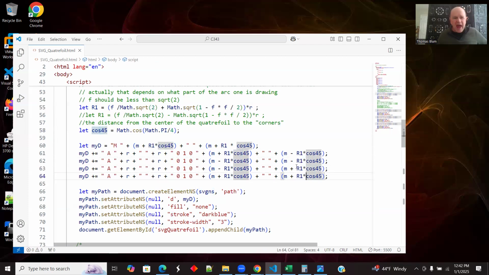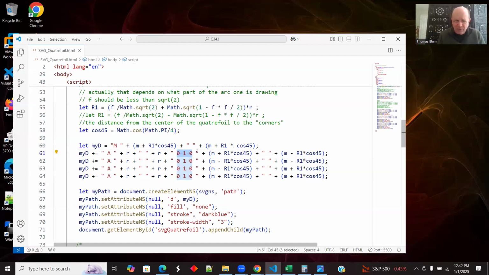Okay. So M is the original point where I'm starting. A means I'm drawing arcs from one point to the other. An arc in SVG and JavaScript and such has two radii because it's strictly speaking an ellipse, but we're drawing circular arcs, so our two radii are the same. And so we have our starting point and our ending point of our first arc, and our radius of our arc, and then we have these three parameters in here.